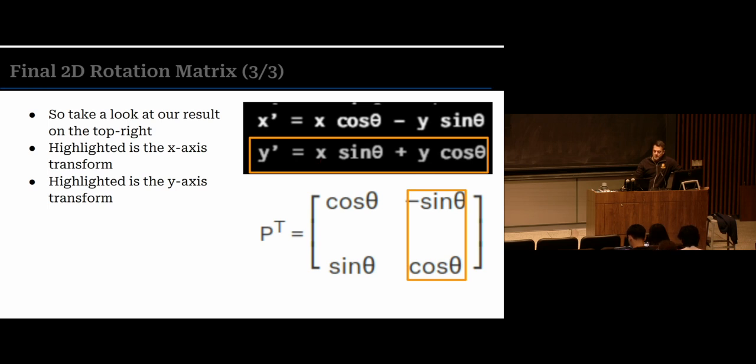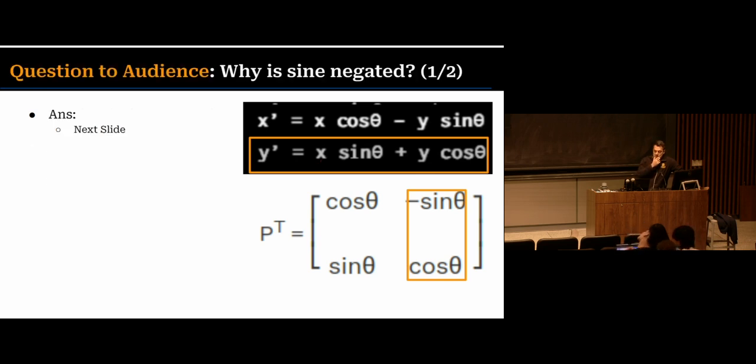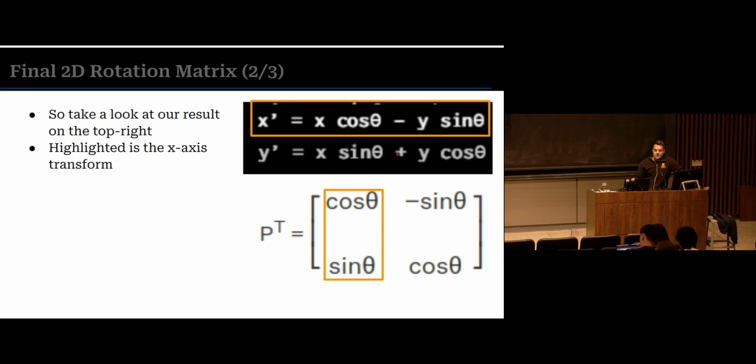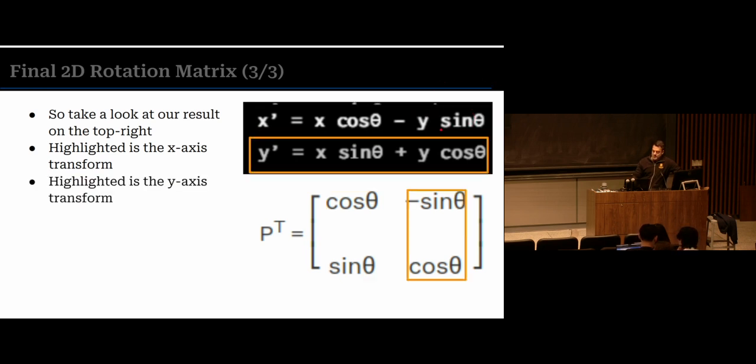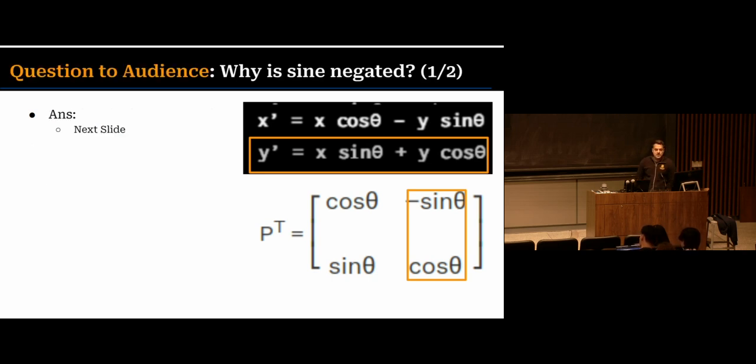Well, almost pretty much it. But something weird happened here. Wait a second. Was I just making typos in my slide? Not as far as I know. They happen every once in a while, but all of a sudden, if you look closely, I threw in a negative on this sine value. Why did I do that? Anybody have any idea? Why did the sine get negated?